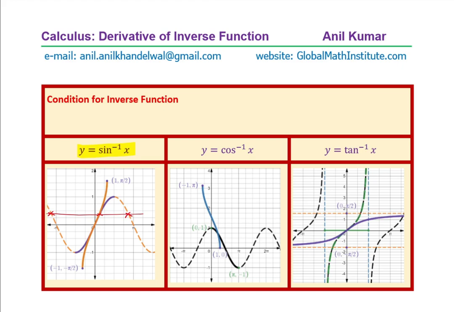So for sine, the domain is restricted as minus pi by 2 to pi by 2. That is a restriction in the domain of sine to ensure that the inverse of sine is also a function. For cosine, this restriction is from 0 to pi. For tangent, it is from minus pi by 2 to pi by 2. And of course, you cannot include pi by 2 since we have a vertical asymptote there.